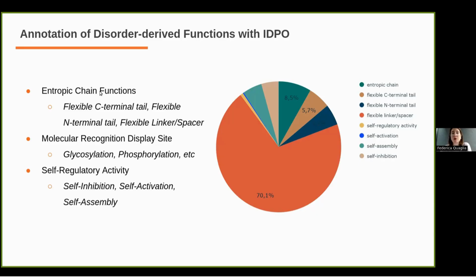Let's see now the entropic chain functions. You can have flexible terminal tails, meaning flexible N-terminal or flexible C-terminal tail of a protein. Flexible linker spacer, which is also the most abundant disorder-specific term annotated as function in DisProt. What is a flexible linker spacer? It's a flexible unstructured region connecting two flanking domains that are structured. So the flexible linker is in between these two domains.